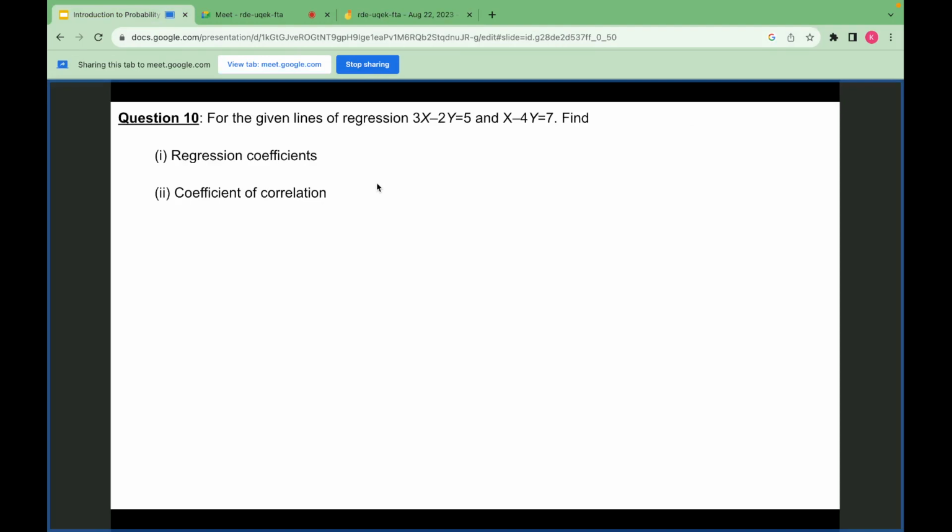Moving to the next question. For the given lines, find the regression coefficient and the coefficient of correlation. This is similar to the previous question. In the previous question we also found the regression coefficients, which were bxy and byx, and the coefficient of correlation will be root over bxy into byx.